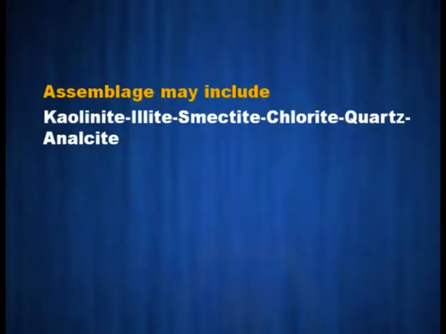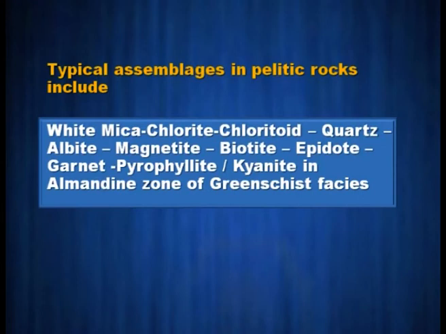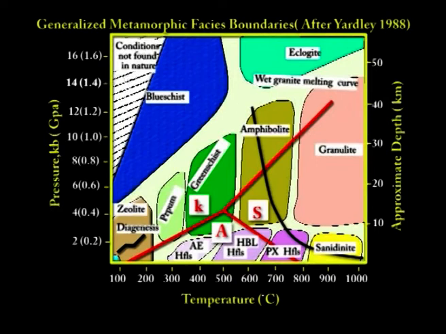The lowest grade is the zeolite facies, which forms under conditions just above those of the diagenesis assemblages, and is characterized by clay minerals. Assemblages may include kaolinite, illite, chlorite, quartz, analcite. At a strongly higher grade, assemblages of the zeolite facies are replaced by those of the prehnite-pumpellyite facies. As the PT condition increases, Greenschist facies assemblages with new minerals form. Typical assemblages in Pelitic rocks include white mica, chlorite, chloritoid, quartz, albite, magnetite, biotite, epidote, garnet, pyrophyllite, kyanite, and the almandine garnet zone of the Greenschist facies.